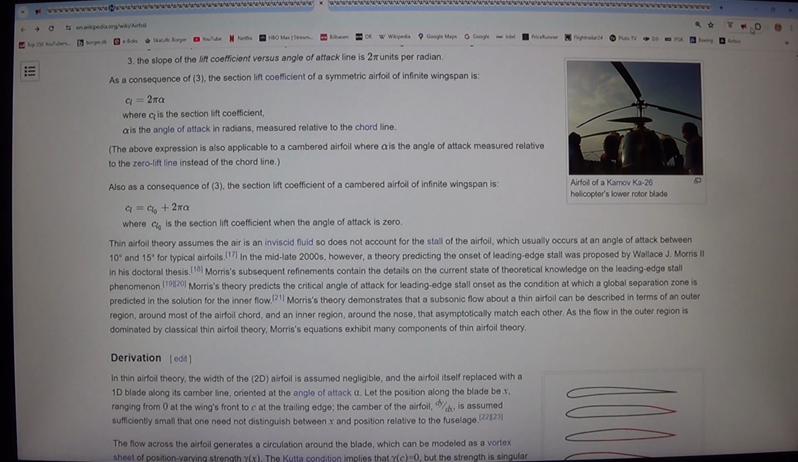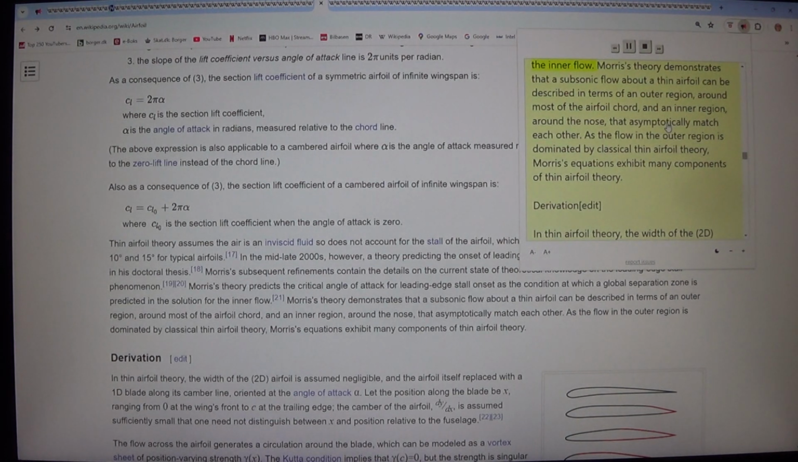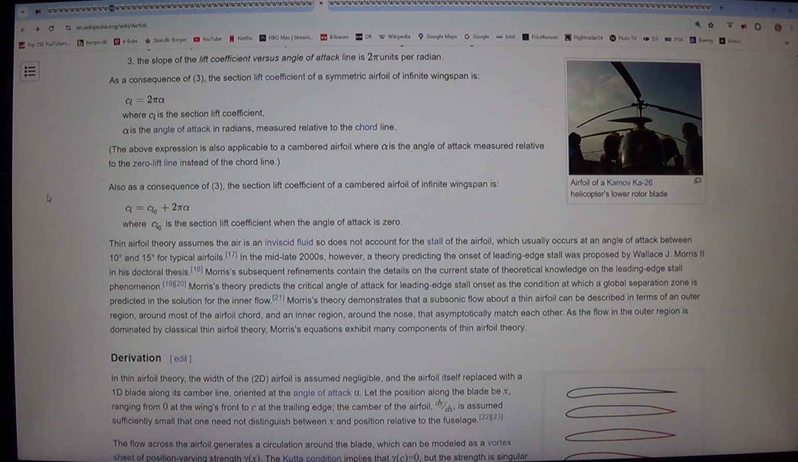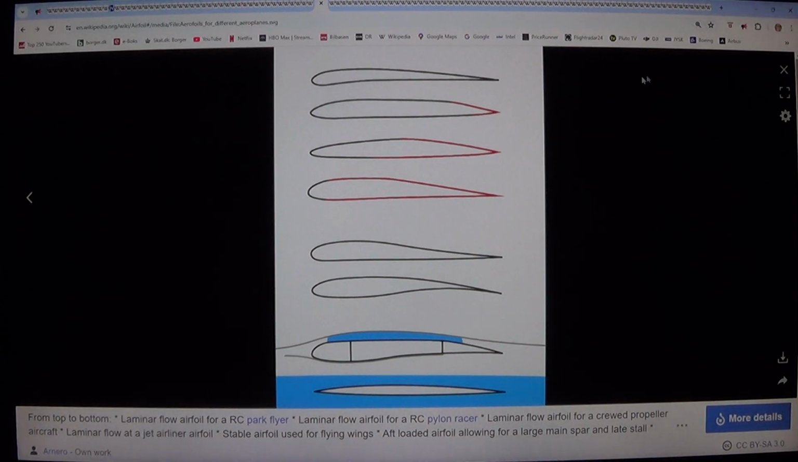In the mid-late 2000s, however, a theory predicting the onset of leading-edge stall was proposed by Wallace J. Morris II in his doctoral thesis. Morris's subsequent refinements contain the details on the current state of theoretical knowledge on the leading-edge stall phenomenon. Morris's theory predicts the critical angle of attack for leading-edge stall onset as the condition at which a global separation zone is predicted in the solution for the inner flow.